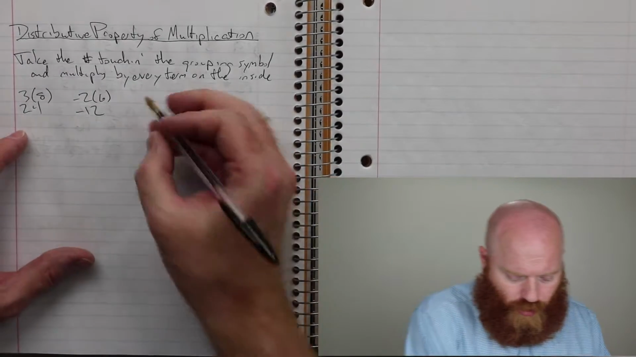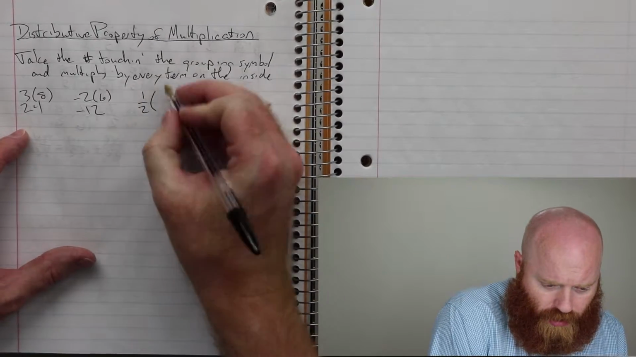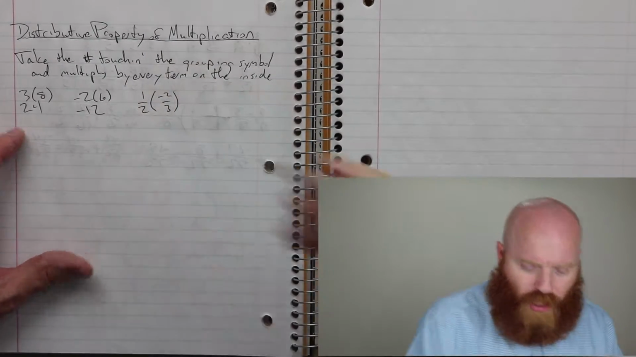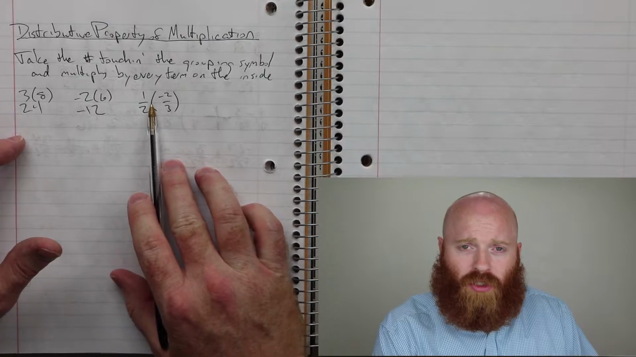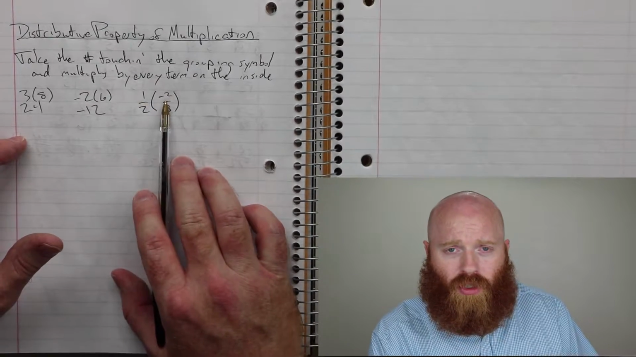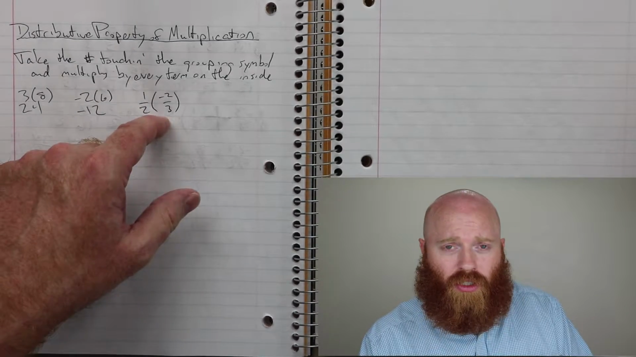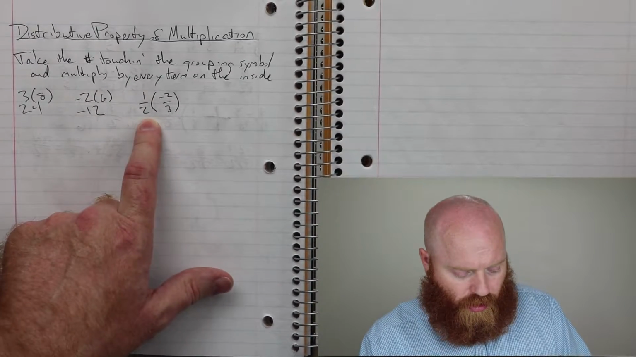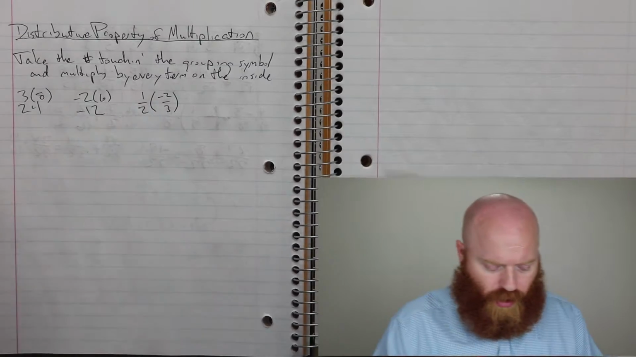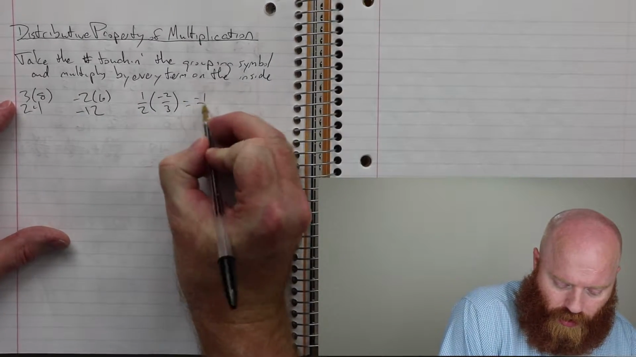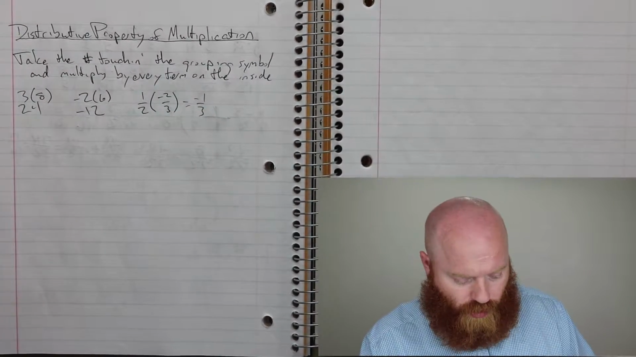It works with fractions. 1/2 times negative 2/3. If you have a number touching a grouping symbol, it means multiply the number on the outside times the number on the inside. Now, I'm not going to explain how to multiply this, because I told you to watch the multiply integers video. Anyway, the bottom line is this is negative 1/3, and then you can move on.